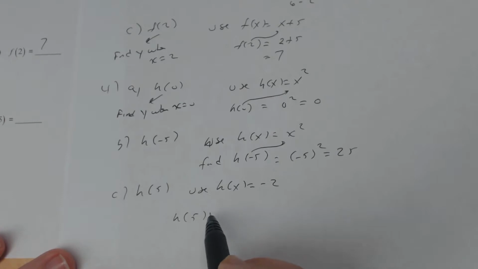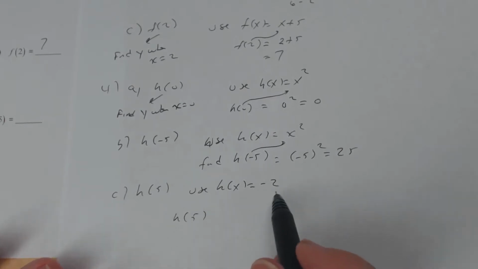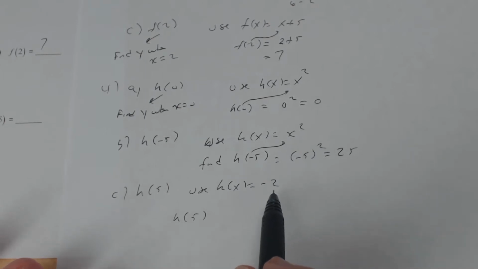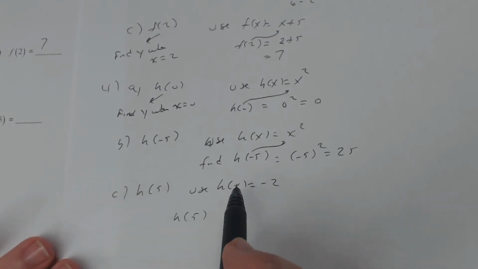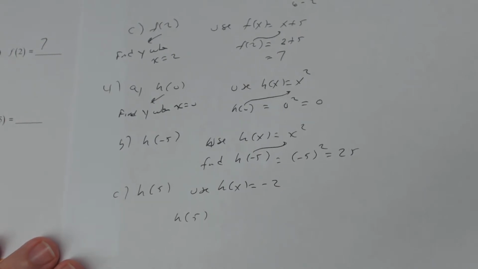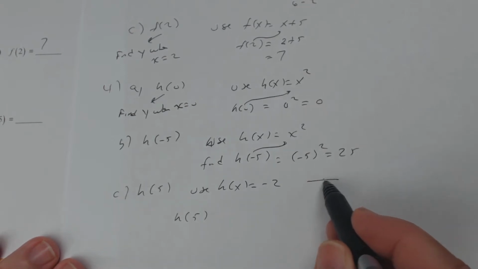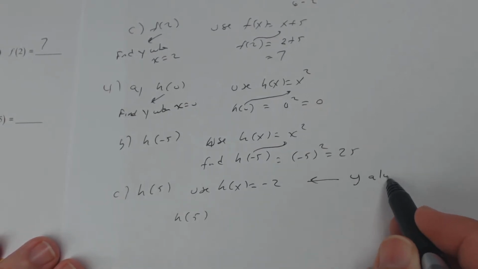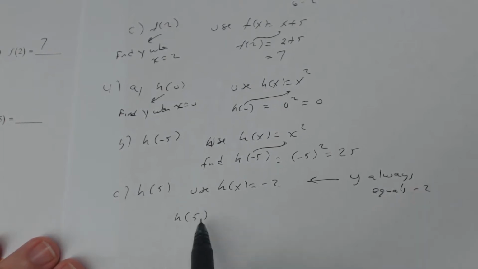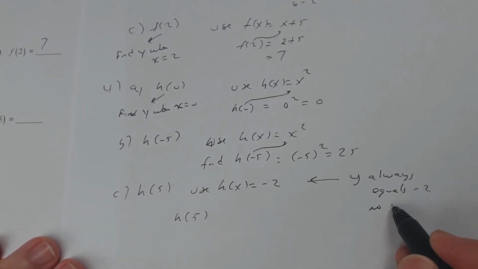For h of 5, where we see the variable x, I plug in 5. Now the others were easy because there was a variable in your function. Here there's not a variable, but we've talked about this before. Remember, h of x is y. So this says that y must equal negative 2. y always equals negative 2. That's what that says. It says y always equals negative 2, no matter what x is.